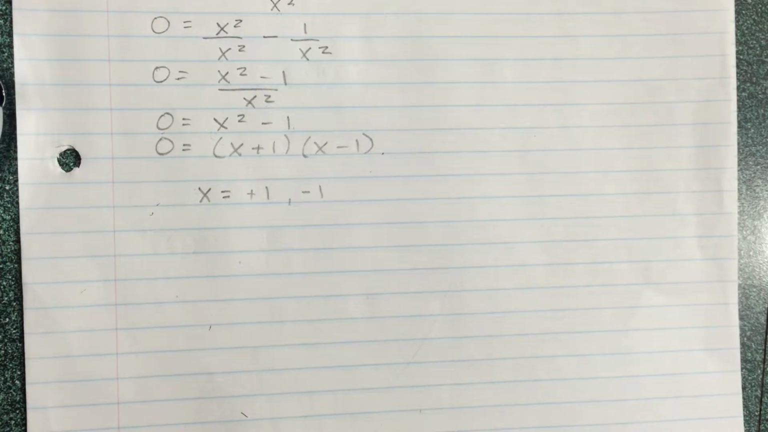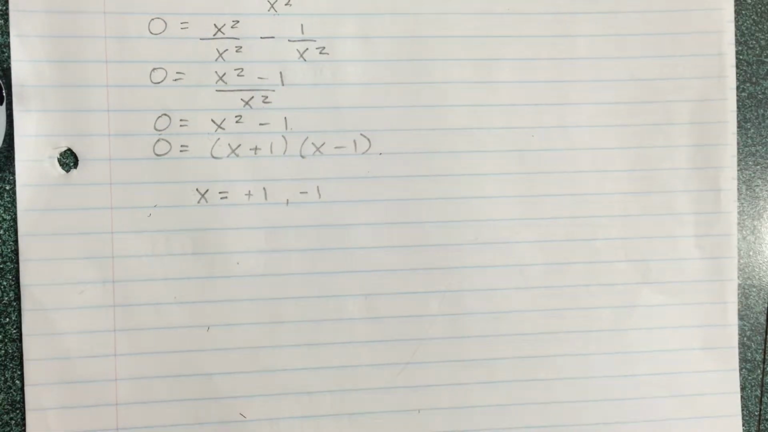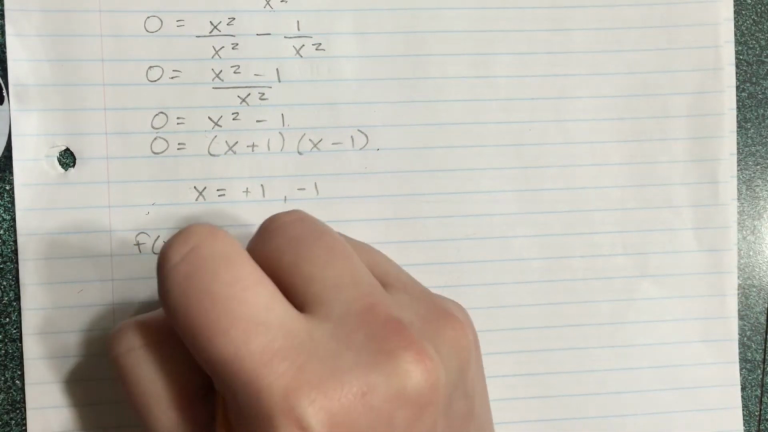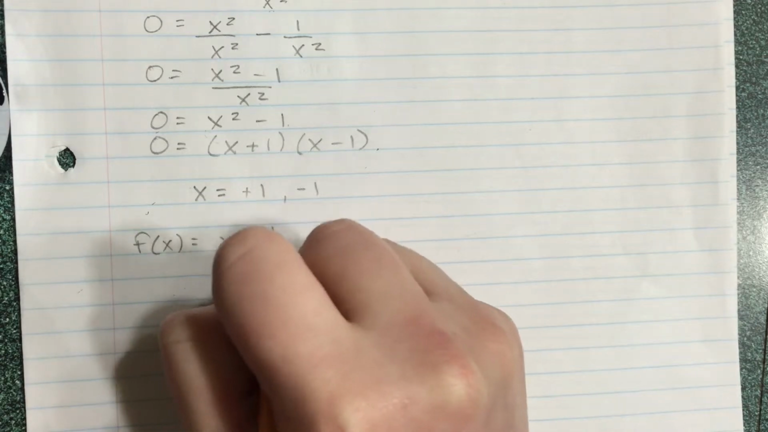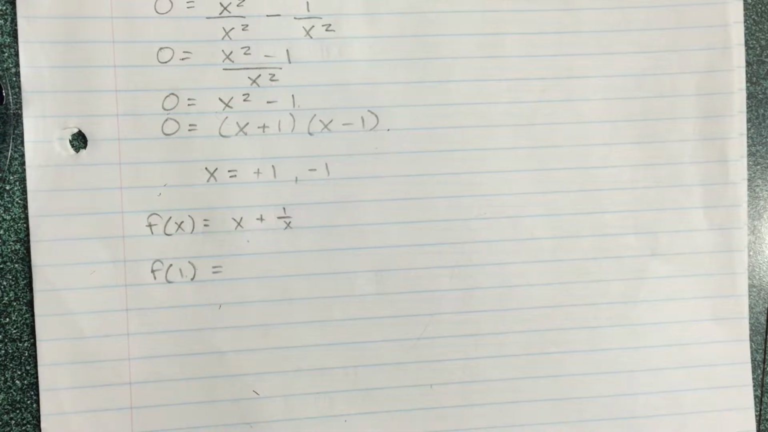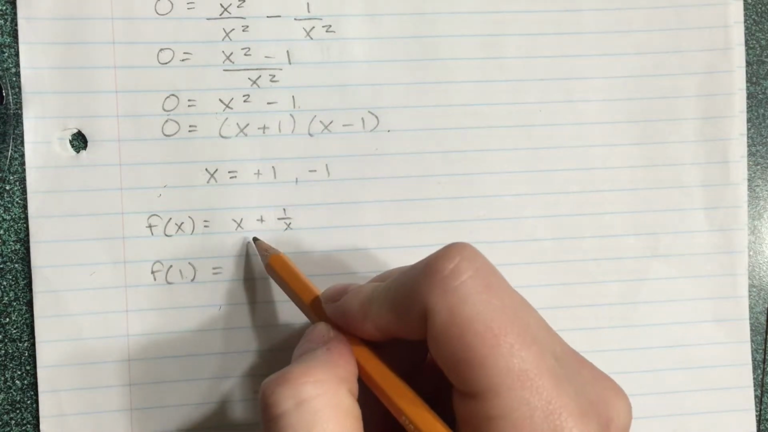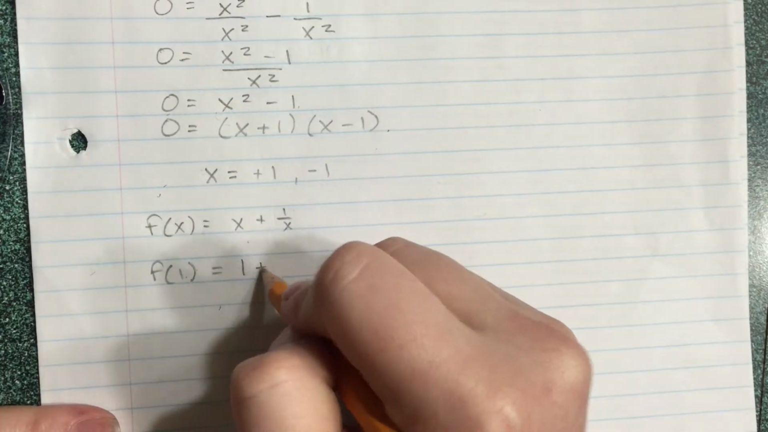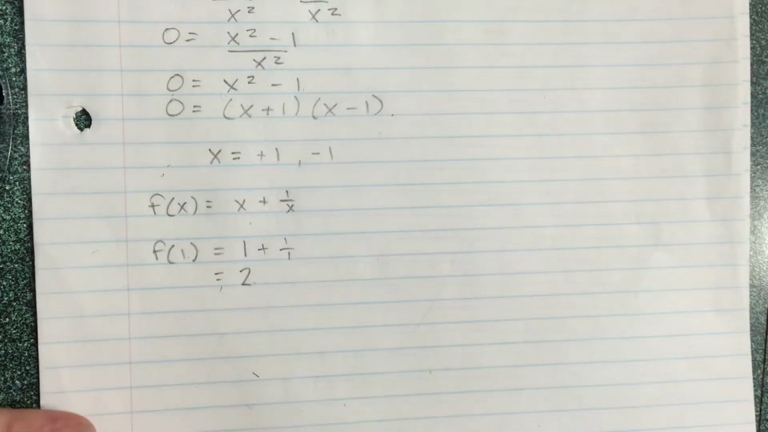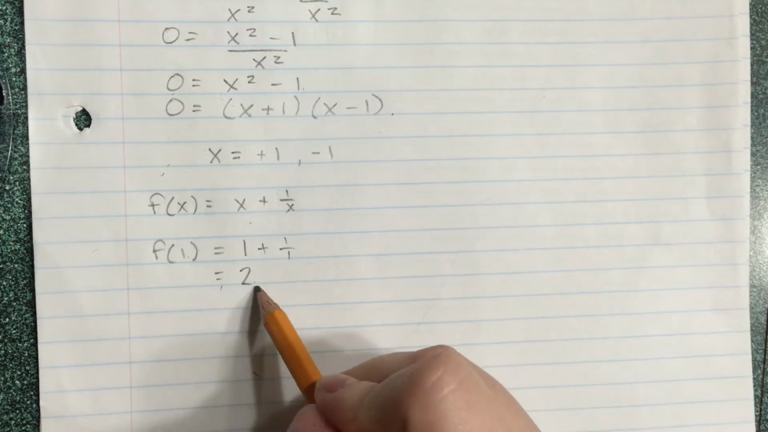So now that we've found our x values, we're going to check whether or not they are a max or a min. We're going to plug our x values and our endpoints into our original function. So I'll rewrite the original function, which is x plus 1 over x. We're going to find what f at x equals 1 is. So we're going to sub 1 into our original function, and we get 1 plus 1 over 1. So that makes f at 1 equal to 2.